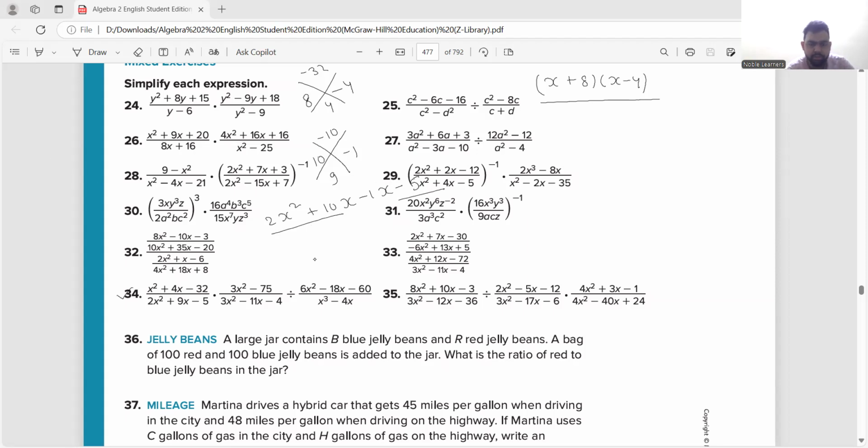So what is that going to become? 2 is common, x is common, so x plus 5. Negative 1 is common, x plus 5 again. So the answer is x plus 5, 2x minus 1. No problem? You will write that x plus 5 and 2x minus 1. Done. Now try this one.